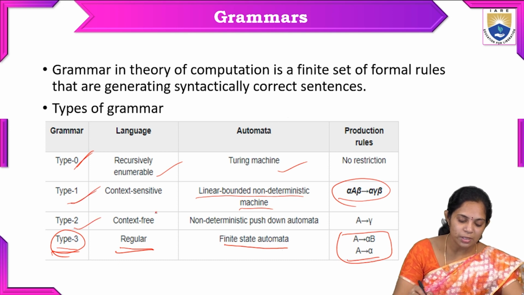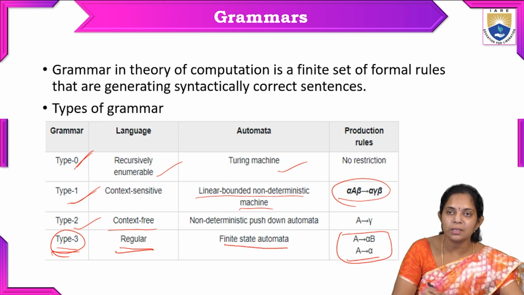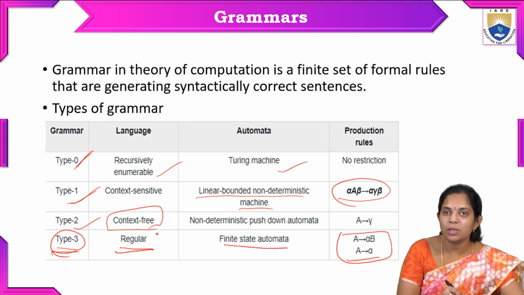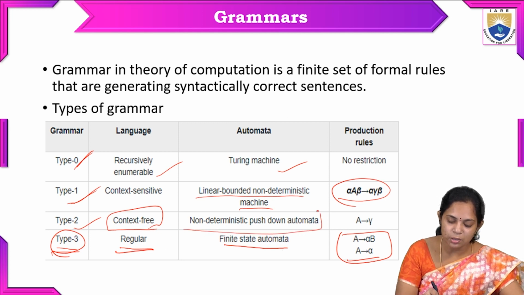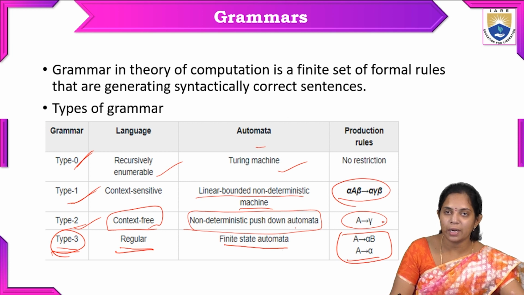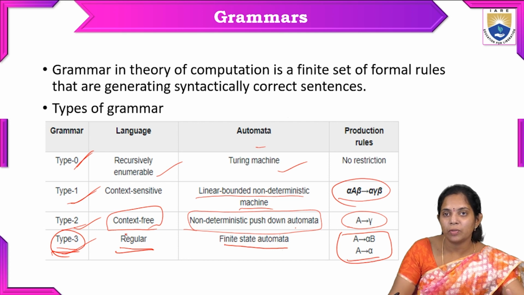Type 2 grammar is about context free languages, and the automata we use for this type of grammar is the non-deterministic pushdown automata. These are the production rules used for this type of grammar. And what is our concept? Type 3 is what we are discussing.